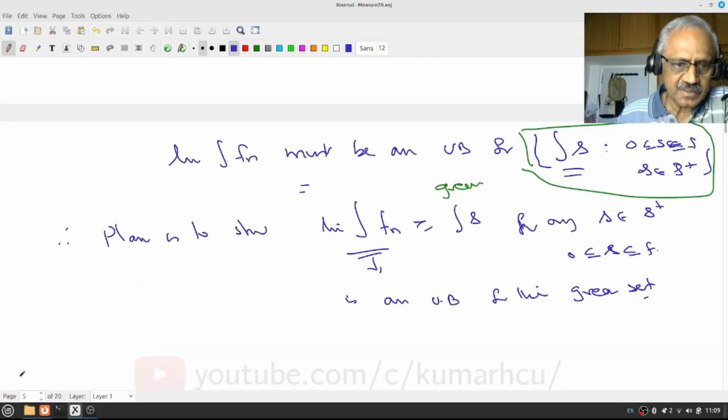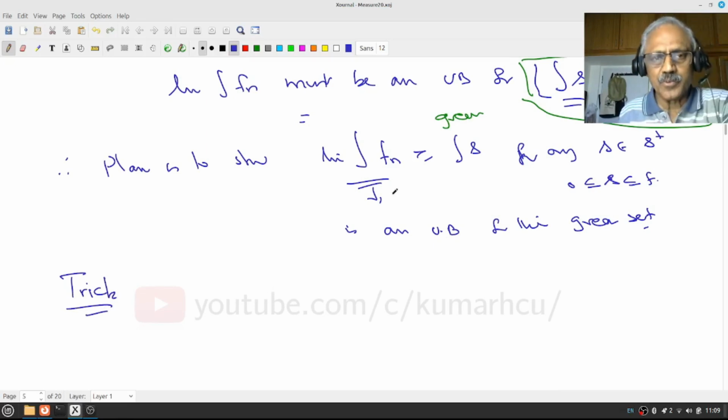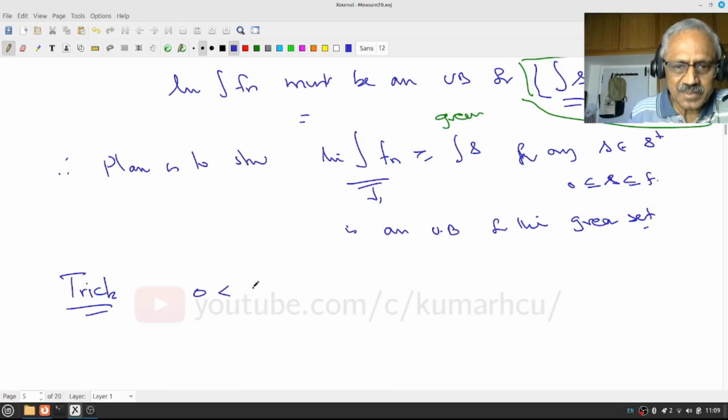So understand this. Now there is again another twist. This is the trick now. We have to prove this, but we don't prove it directly. The trick is you fix a real number c between 0 and 1.